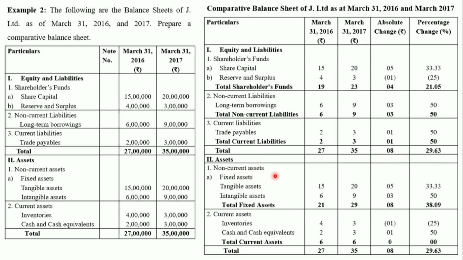Assets include non-current assets and current assets. Non-current assets, fixed assets, under fixed assets tangible and intangible. For tangible assets there is an increase because for the previous year it is 15 and current year is 20, which means 5 lakh rupees increase in tangible assets, and in percentage 33.33%. Intangible assets 6 and 9. Similarly 3 lakh rupees increase in intangible assets, and percentage increase is 50%. And total fixed assets increased by 38.09% in percentage form, and in absolute terms 8 lakh rupees.